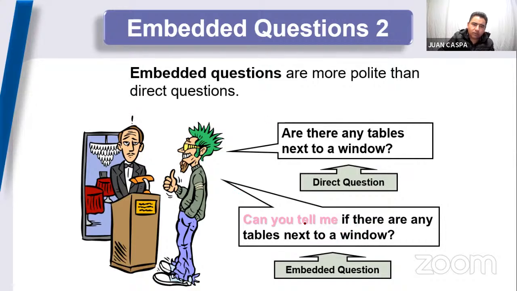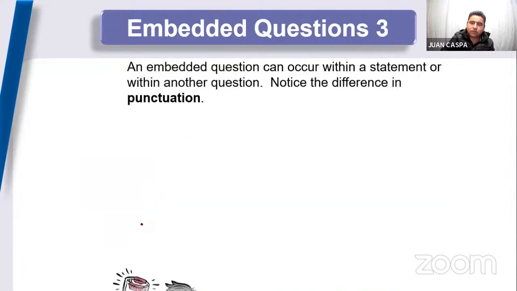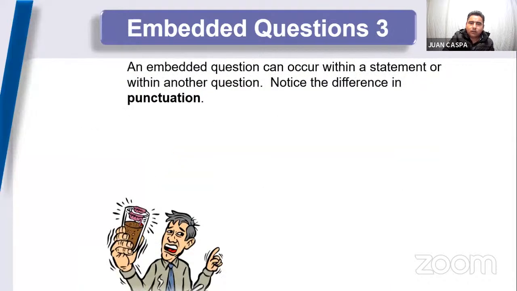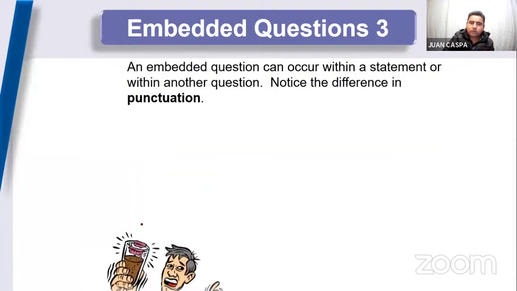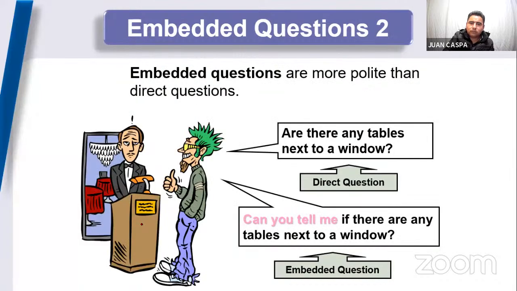Not only with WH ones, right? Not with why, which, where, who, what, but also with this kind of question. Okay. Because this is a direct question. We don't necessarily use WH or whatever, but in this case, this is also an embedded question. Can you tell me if there are any tables next to a window? Right? As I said, also this is a kind of embedded question.